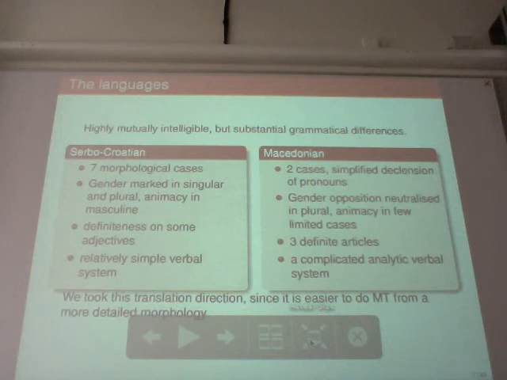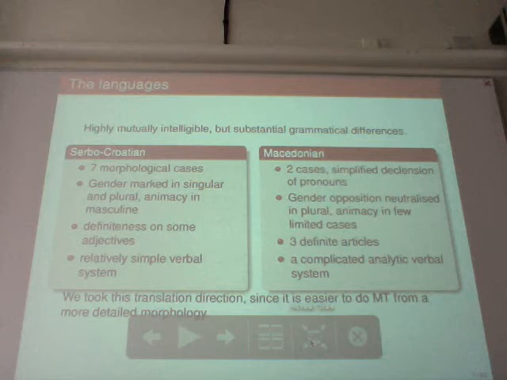Macedonian and Serbo-Croatian are mutually intelligible to a high degree, but there are some substantial grammatical differences. For instance, Serbo-Croatian has the typical Slavonic system of seven morphological cases, while Macedonian has dropped the declension to just locative and nominative and simplified the declension of pronouns. So phrases that can be expressed in Serbo-Croatian with cases are expressed in Macedonian with prepositional constructions and combinations of clitics.